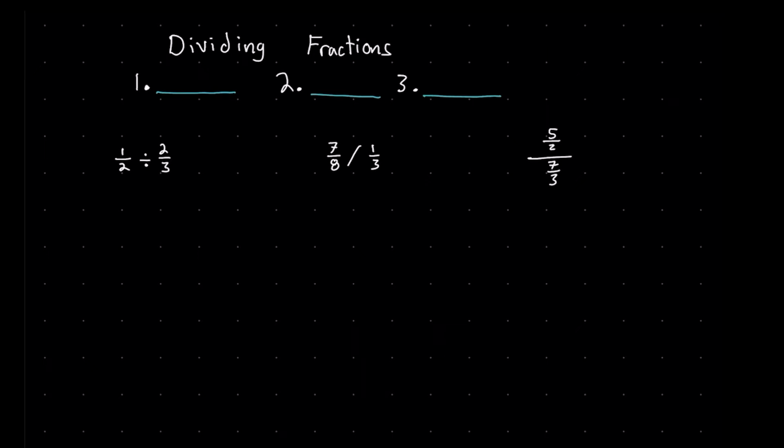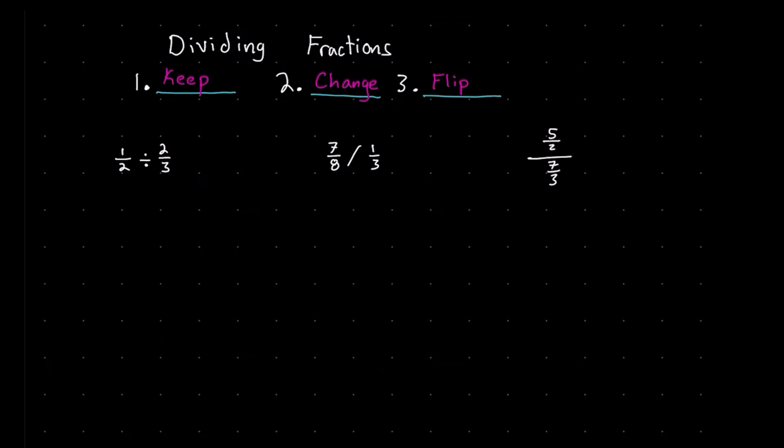Dividing fractions can be broken down into 3 simple steps. The first step is to keep the first fraction. The second step is to change the division sign into a multiplication sign. And the final step is to flip the second fraction. So let's put this into action.